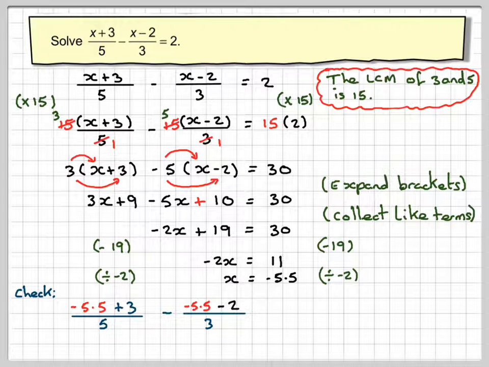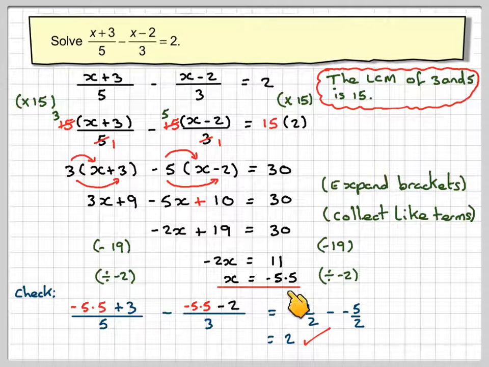From this, we're going to get minus a half, and then from this, we're going to get minus 5 over 2. So we've got minus a half minus minus 5 over 2, and that's going to be equal to 2. Now, that's what we wanted it equal to, and therefore x equals minus 5.5 is the solution.